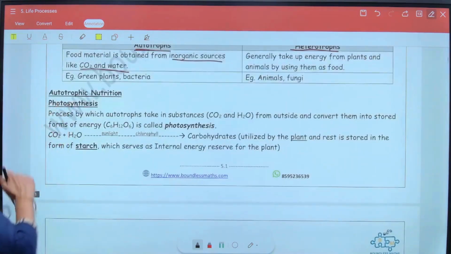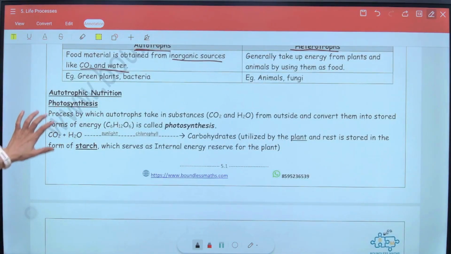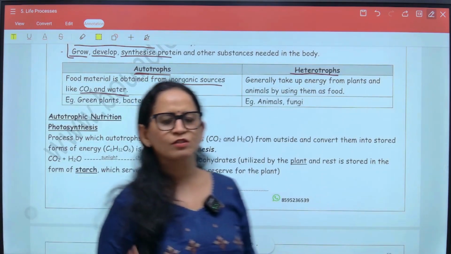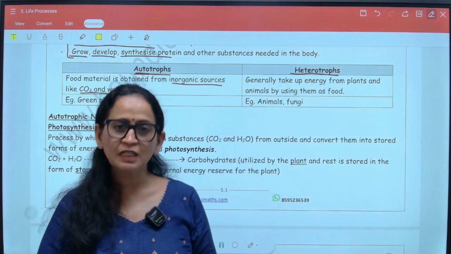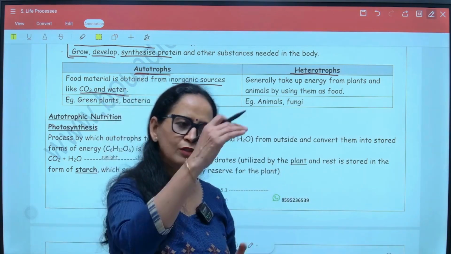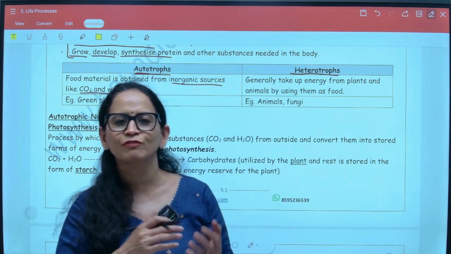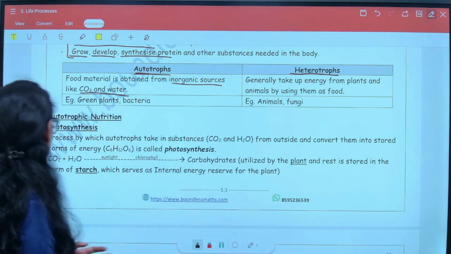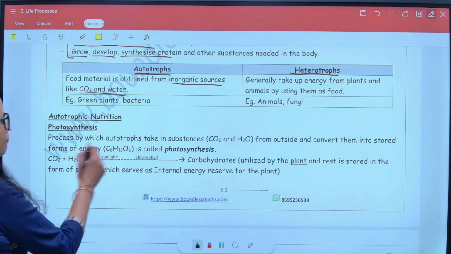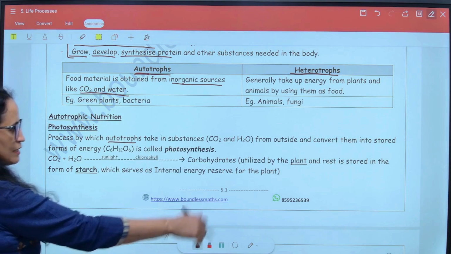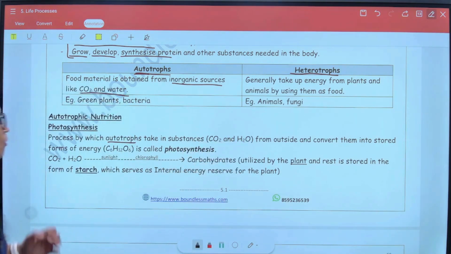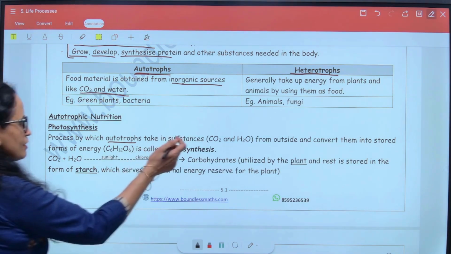Autotrophic nutrition basically covers photosynthesis. What is photosynthesis? You must have done in lower grades also. Photosynthesis is a process by which plants make their food, right? Now we are going to see how photosynthesis is broken down into different steps. There are certain steps that need to be followed in the process of photosynthesis. So it is a process by which autotrophs take in substances like carbon dioxide and water from the outside, and they convert them into stored form of energy, that is glucose, right? So this process is called photosynthesis.